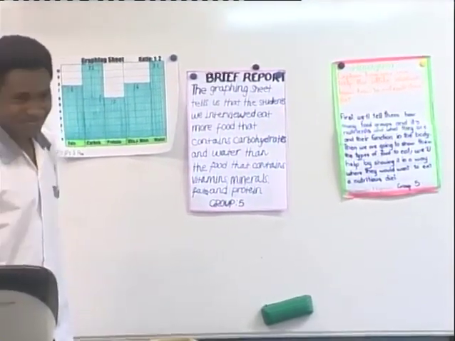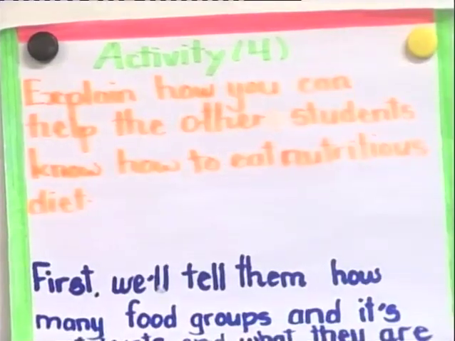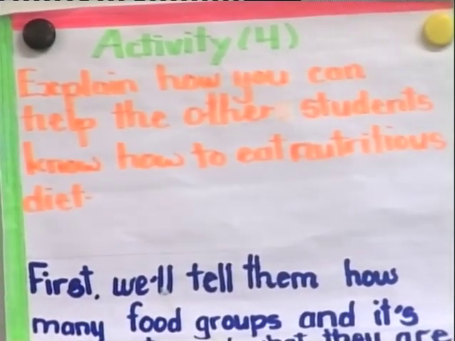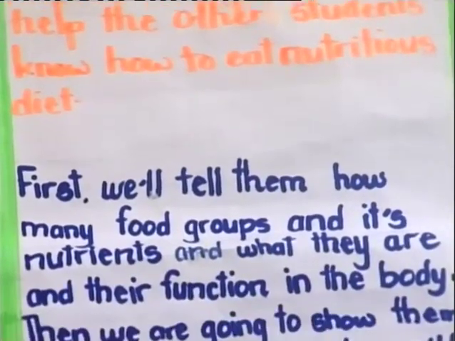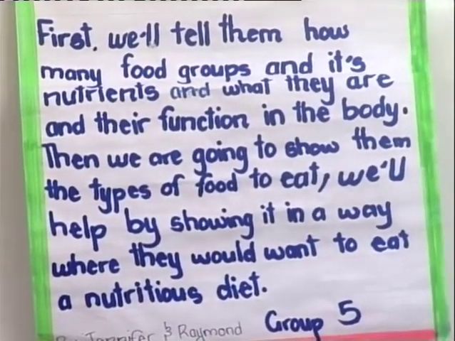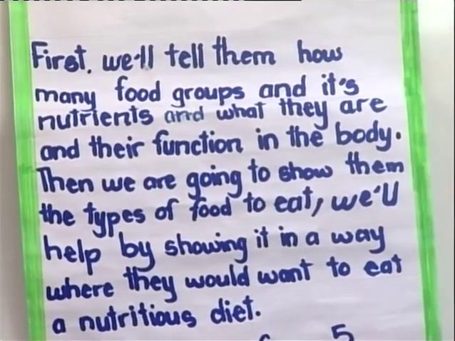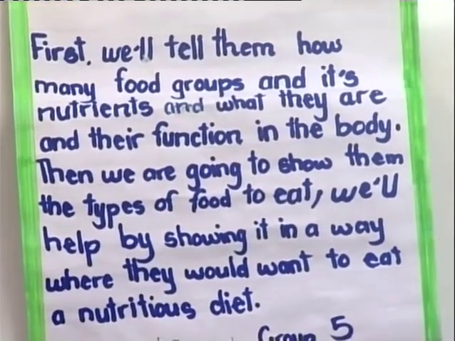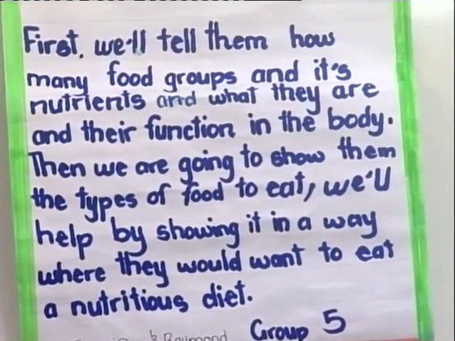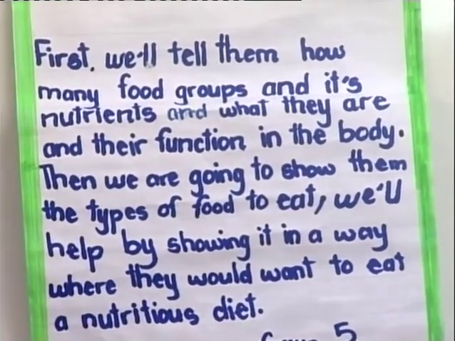Thank you. Group 6, please, you should be moving up. Our activity is to explain how you can help the other students know how to eat a nutritious diet. First, we'll tell them how many food groups and nutrients there are, what they are, and their functions in the body. Then we are going to show them the types of food to eat. We'll help by showing it in a way where they would want to eat a nutritious diet. For example, we will put on a drama based on the importance of a nutritious diet and the different types of disease caused by not eating a nutritious diet.